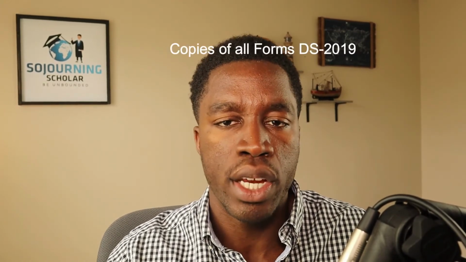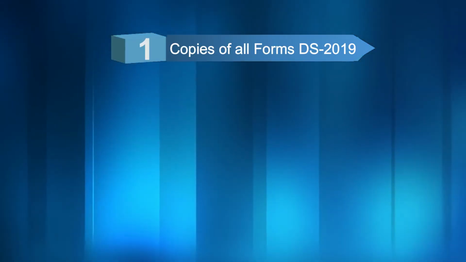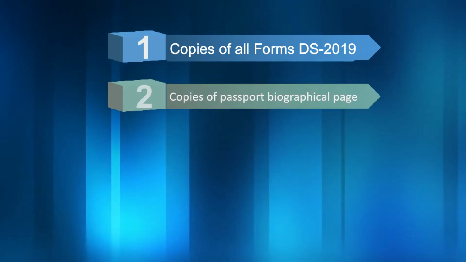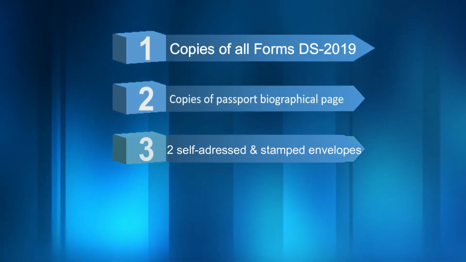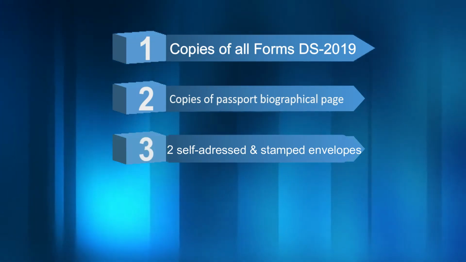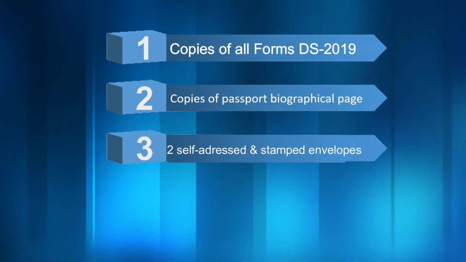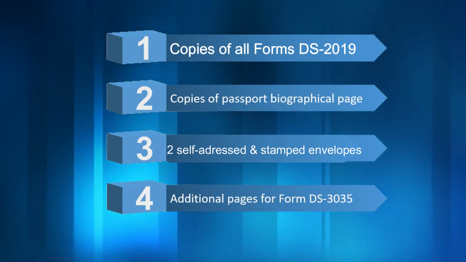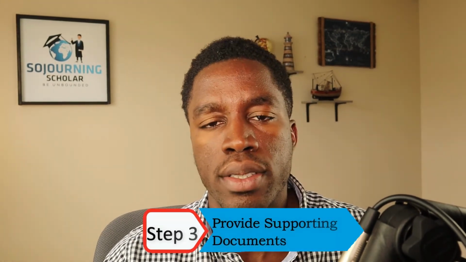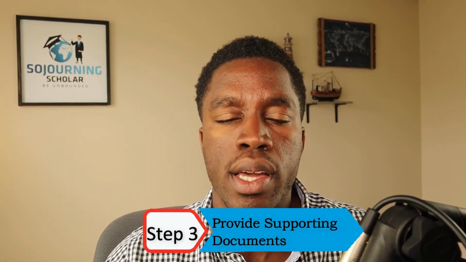Some of the documents that you're going to include in the mail with your Form DS-3035 application are copies of all Forms DS-2019 that you've received, copies of your passport biographical page and those of your J2 dependents, if any, two self-addressed and stamped envelopes, and any additional pages you might need to provide more information on your Form DS-3035.